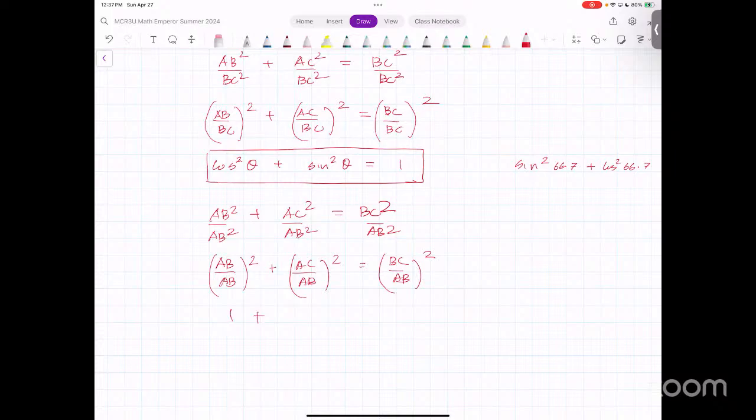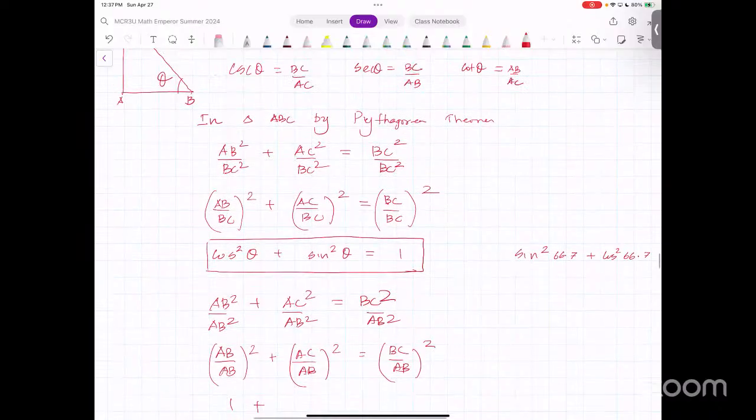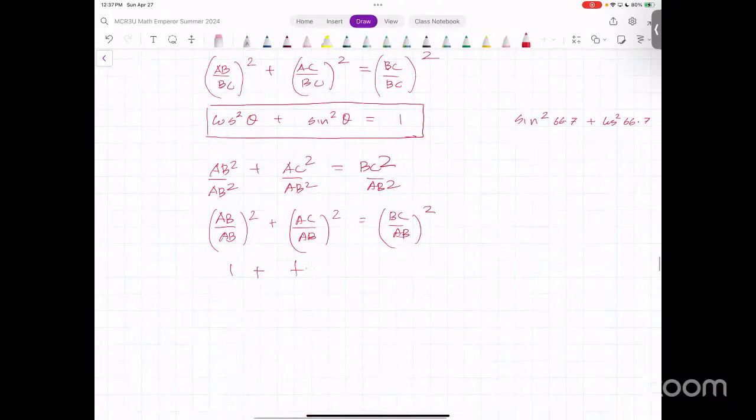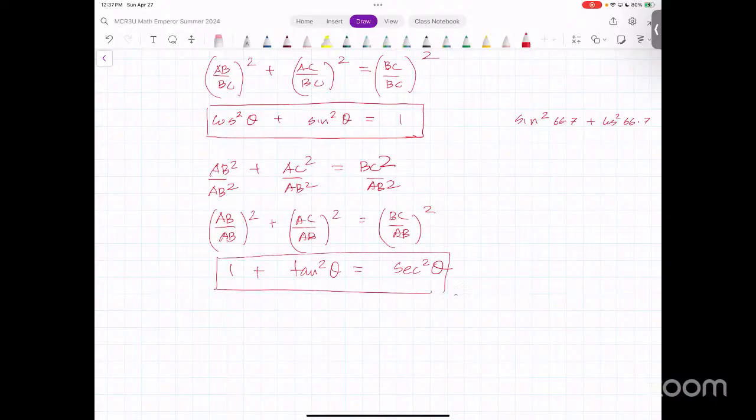Now, AC over AB. If you look at the table, what is AC over AB equal to, Harsha? What ratio? Tan, so tan square of theta. And then you can look at the ratio BC over AB, secant square of theta. This is my second identity.